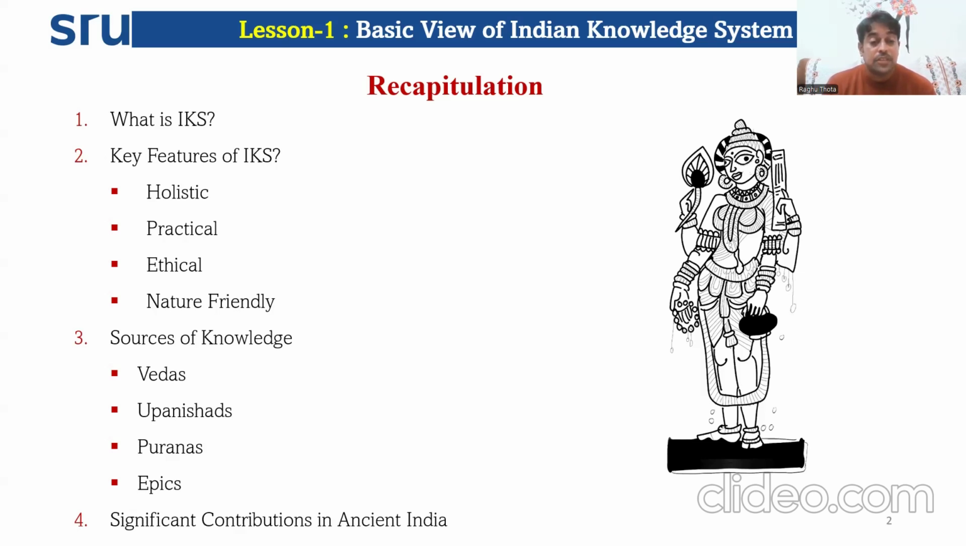Upanishads teach self-realization and the importance of truth. Puranas narrate stories with moral values to the children, to the students. And epics like Ramayana, Mahabharata teach dharma, non-violence, ahimsa, truthfulness. So these are all the different sources of knowledge we had in the ancient times. What is the fourth important point? We had a discussion in the previous lesson.